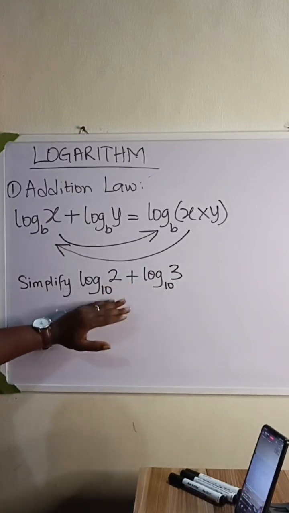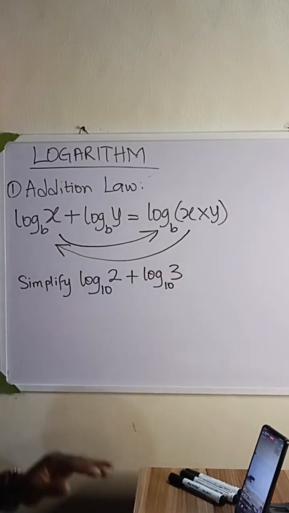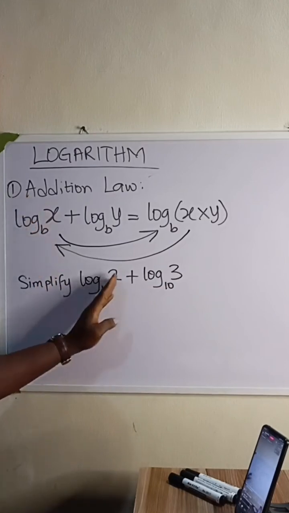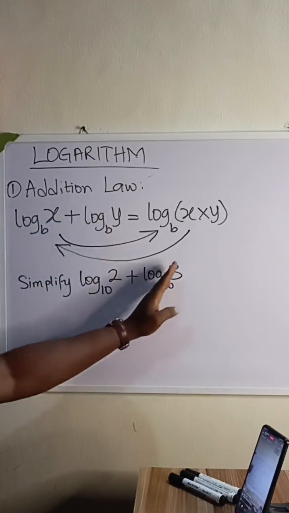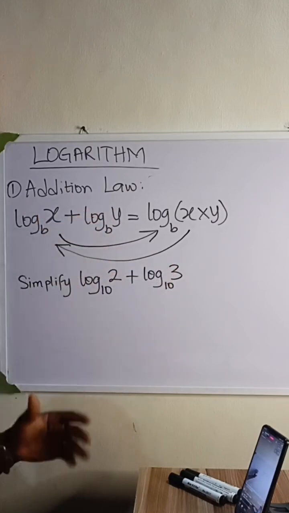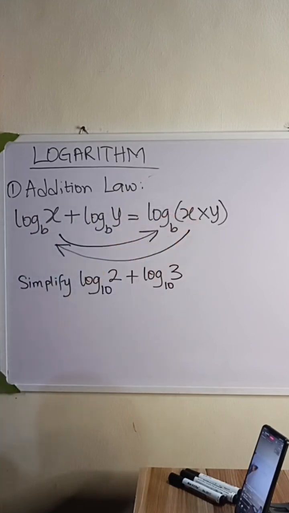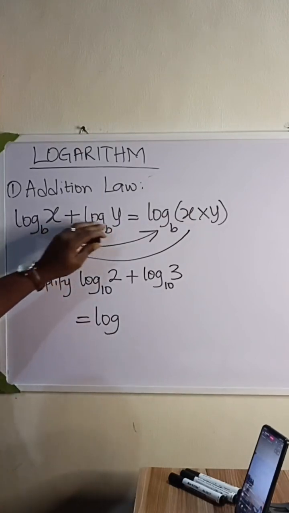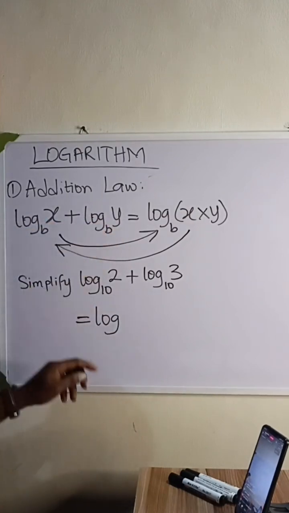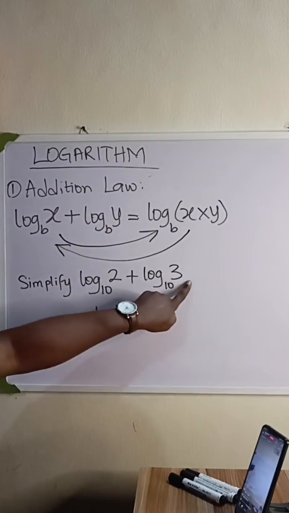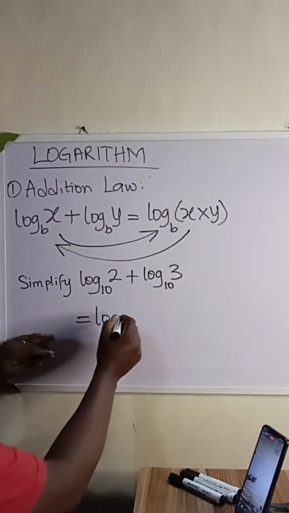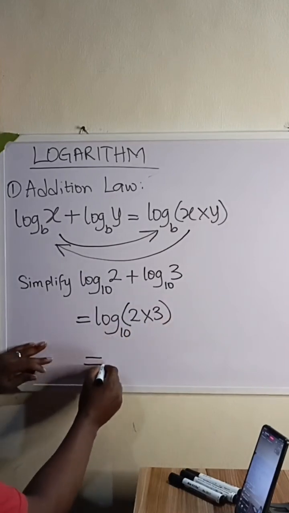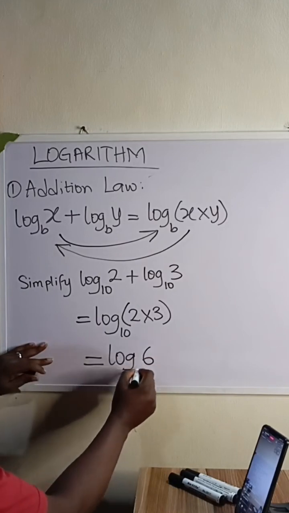We have log 2 base 10 plus log 3 base 10. So in this particular situation, what we have looks like this: log x base b, log 2 base 10, log y base b, log 3 base 10. So it looks like this. So we can move it to become like this. Okay? So when you are adding two logarithms, you multiply the ordinary numbers. Here the ordinary number is 2, here the ordinary number is 3. So you are multiplying them together. So 2 times 3 is 6. So this will give us log 6 base 10.